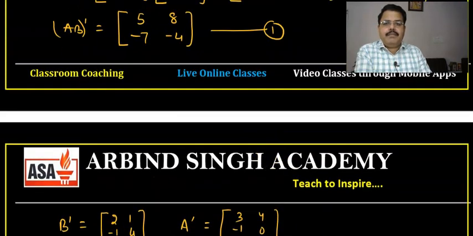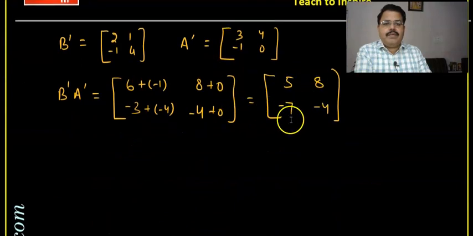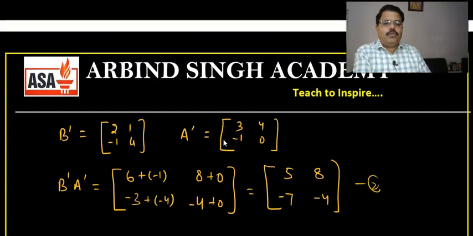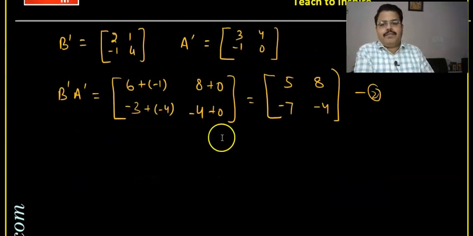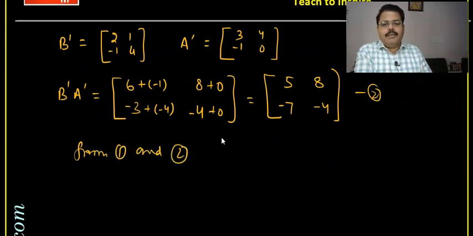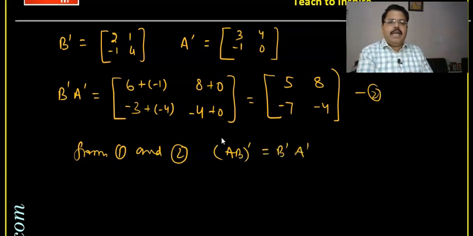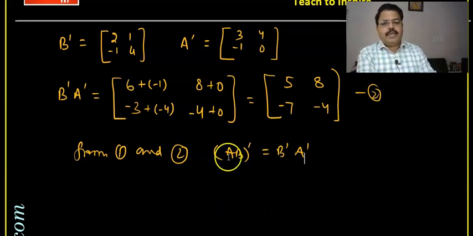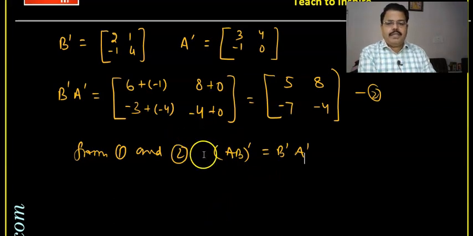And what is that here? 5, 8, minus 7, minus 4. So the same thing is coming from first and second. So from first and second, we can prove that (AB) transpose is equal to B transpose A transpose. Learners can take some examples from books and study materials, and they can prove it. There are so many questions of a similar type, so they can practice questions well for this kind of product. I hope you got it.